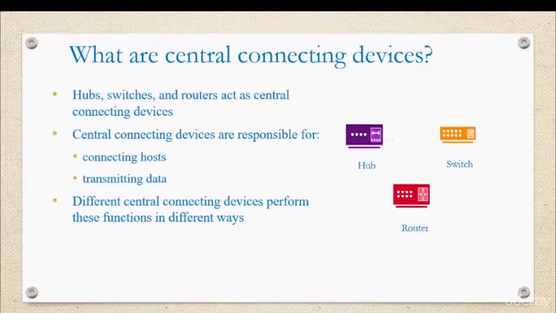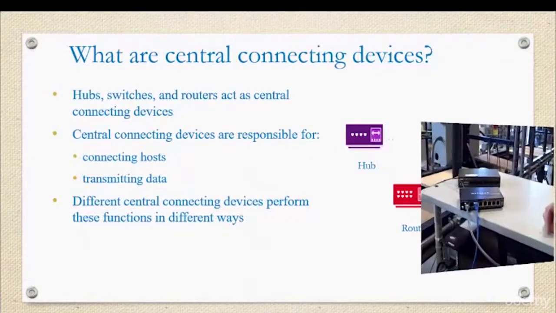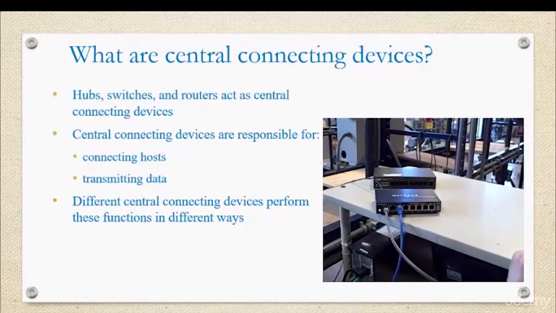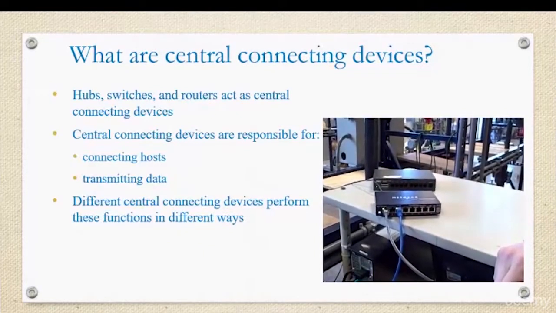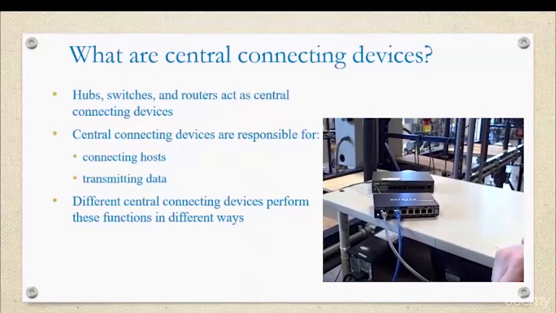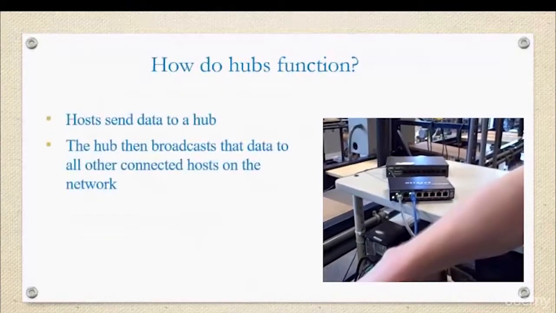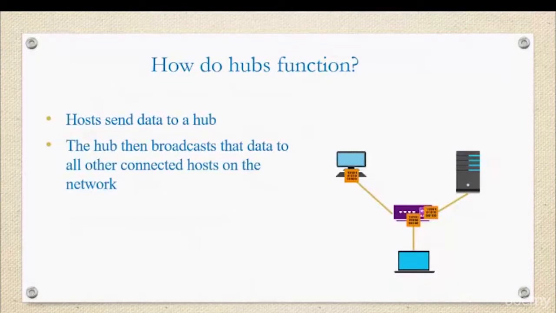Central connecting devices are for connecting hosts and also transmitting data. Now, different central connecting devices perform these functions in different ways. All right, so I'm going to show you a model. First, we can start talking about hubs. Hosts send data to a hub, and then the hub broadcasts that data to other devices that are connected to it. Now, this is sort of an antiquated technology. It's very old. It's becoming more and more obsolete.